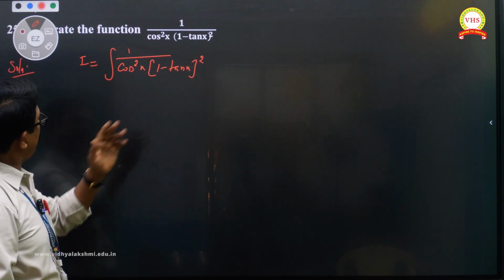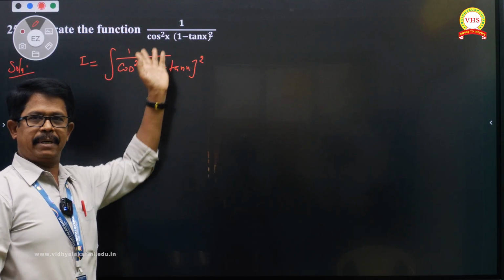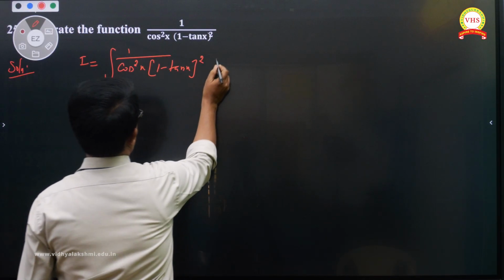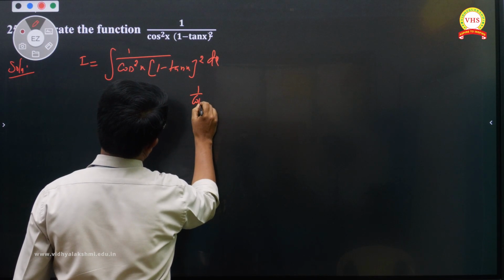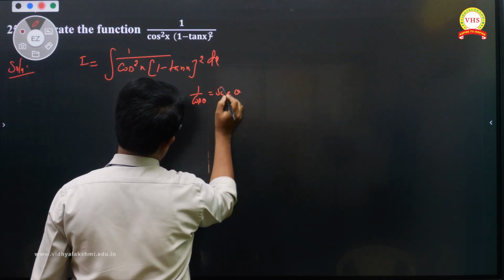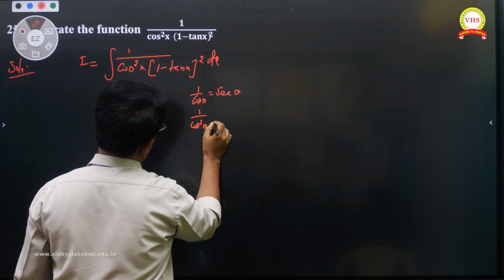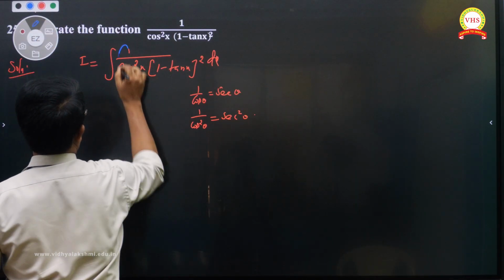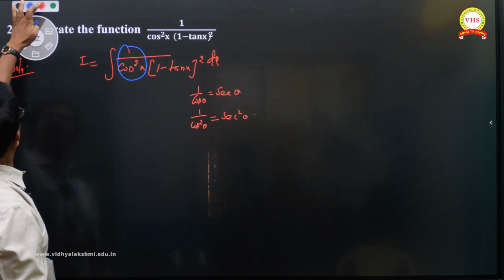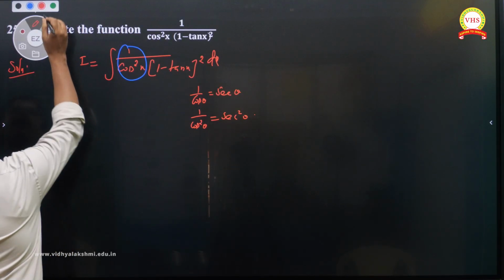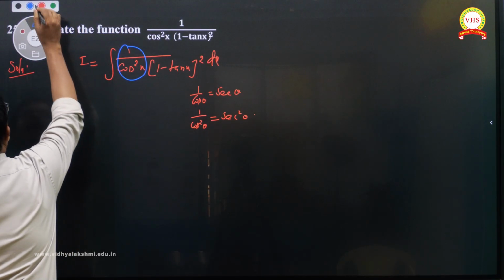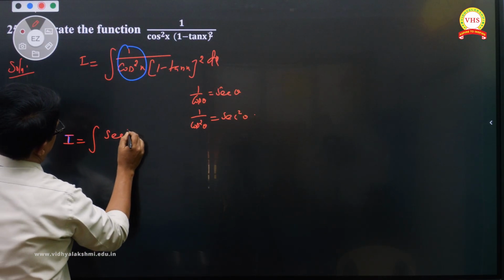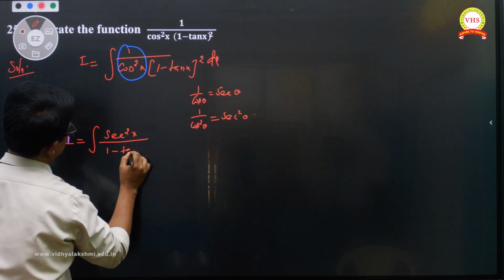Be careful, students, because there is no numerator term, but the denominator has two trigonometric function terms. Now we are going to adjust. Before that, I am going to write here 1 by cos theta equal to secant theta, 1 by cos square theta equal to secant square theta. Therefore, the integral I becomes secant square x divided by 1 minus tan x.